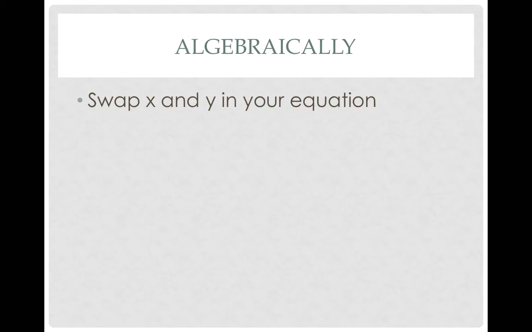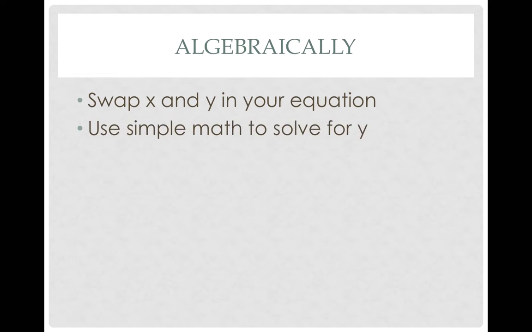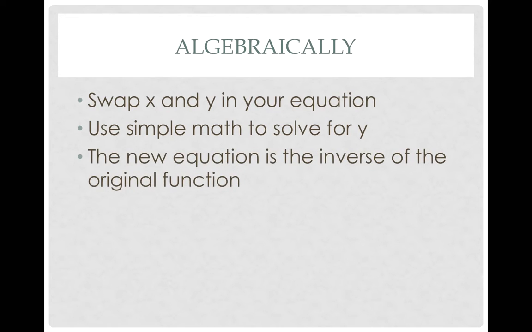So let's look at how to do this algebraically, with pencil and paper. Your very first step, you must swap the x and y values in your equation. We are going to use our simple math, addition, subtraction, multiplication, division, square roots, all that sort of stuff, to resolve for y, or get y by itself again. That new equation that you get is the inverse of the original function.